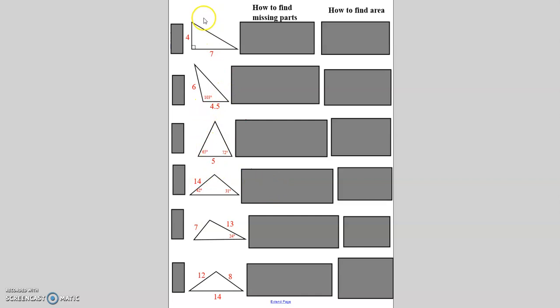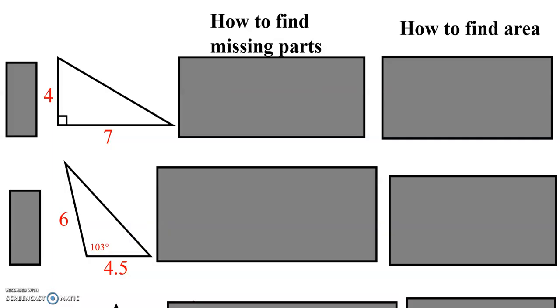And for each one of these, we're going to talk about how you find the other missing parts of this triangle. How do you find the missing sides and angles? And then how do you find the area of this triangle? So let's start with this first one here.